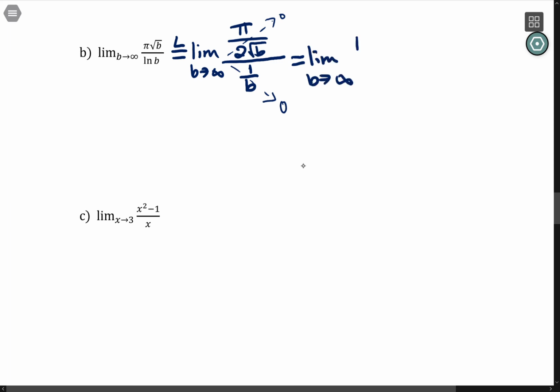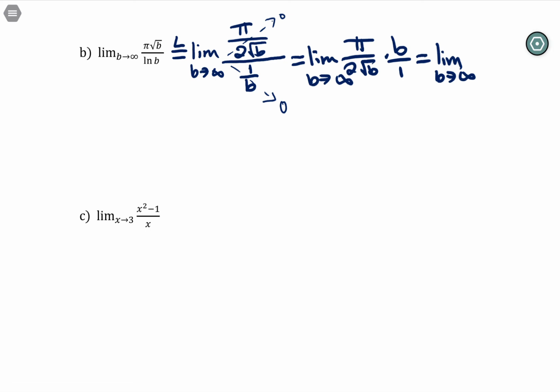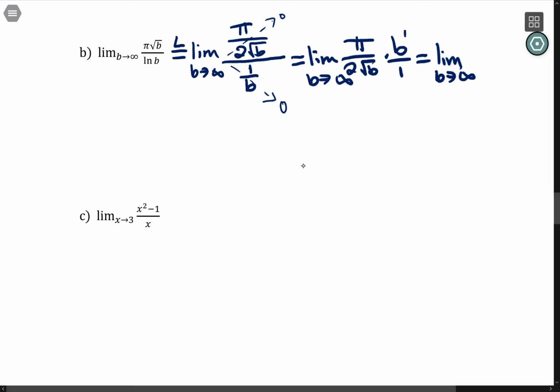I'm going to say I have pi over 2 root b times b over 1. And I can cancel there. So I have a b to the 1 over a b to the 1/2, right? This is 1, this is 1/2. When I subtract, 1 minus 1/2 is 1/2. So that means I have a square root of b left on the top. Pi root b over 2.